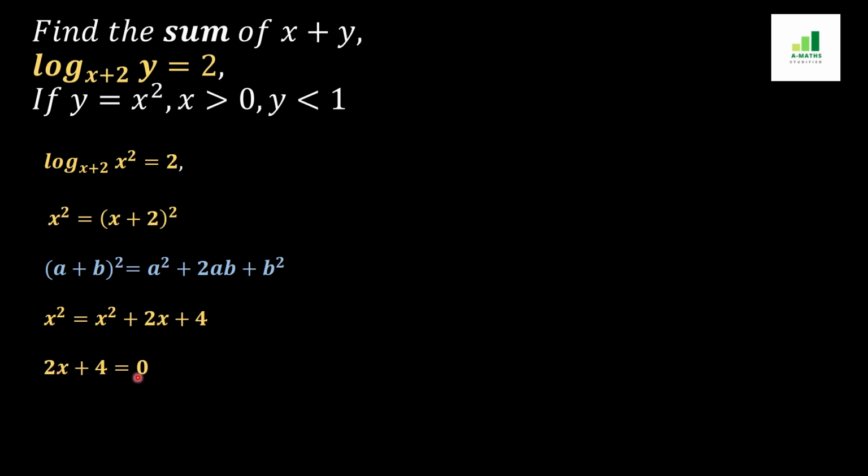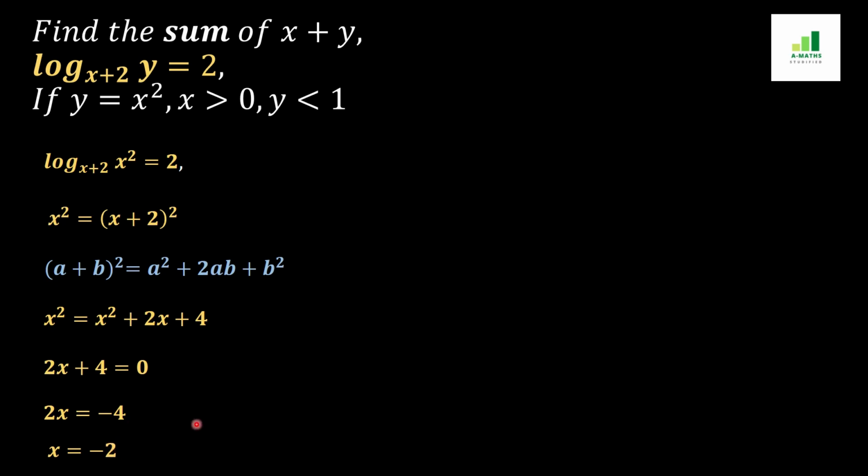Now in the next step, this 4 will move to the other side of the equation and convert into the minus sign, and now this 2 will go in division with this 4 value, and we will get the value of x, which is minus 2, because 2 1s are 2, 2 2s are 4. After division of both of these values, we will get x is equal to minus 2.